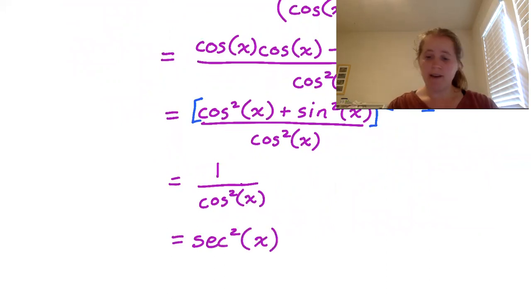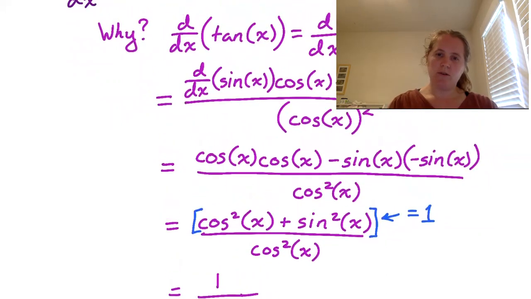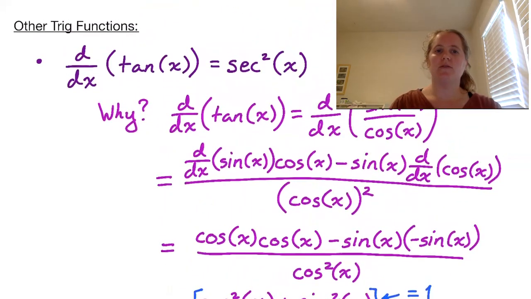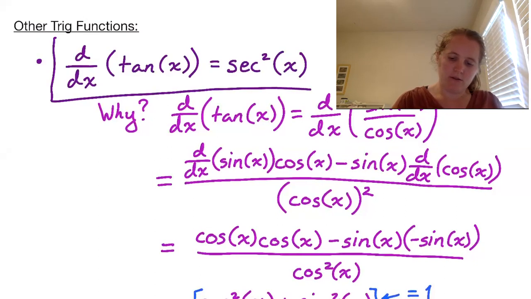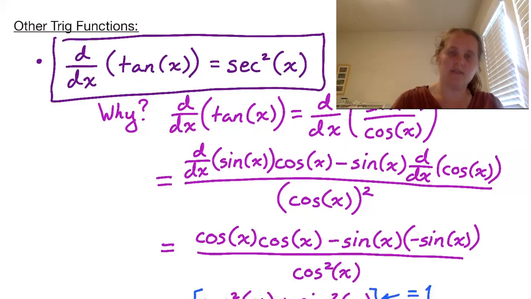So this is why this is true, but you can go ahead and simply use the derivative of tan x equals secant squared x as fact. So again, this is our first fact. The derivative of tangent is secant squared.